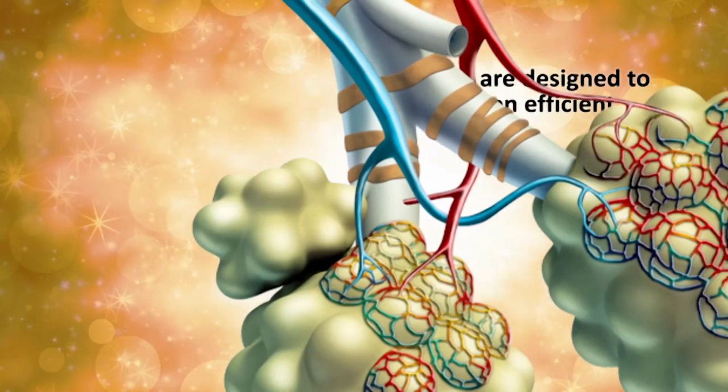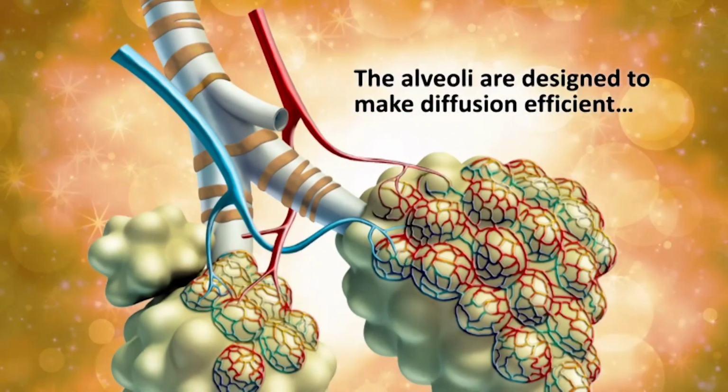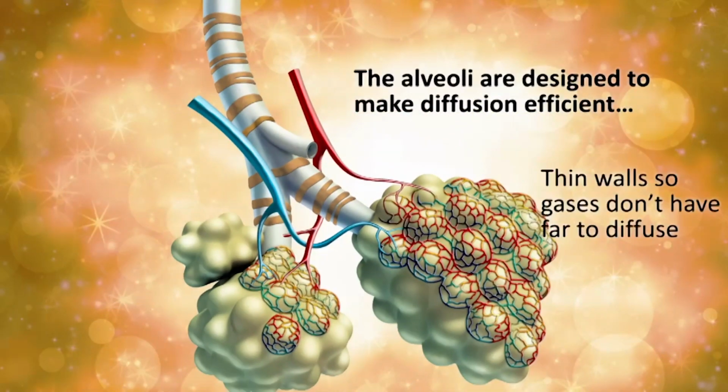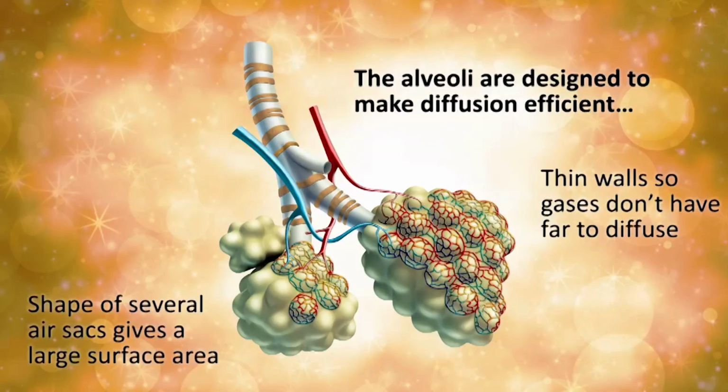The alveoli of the lungs are thin, and so are the capillaries. They're only one cell thick. This means gases don't have far to diffuse. There is a very short diffusion pathway. The alveoli also have a large surface area, meaning more particles can diffuse at once.